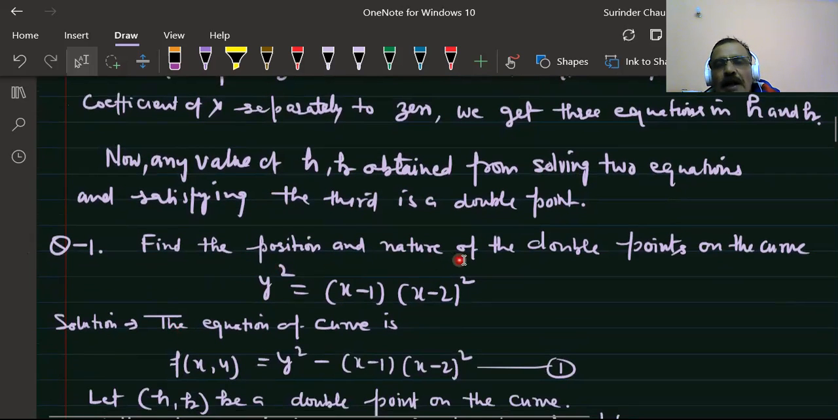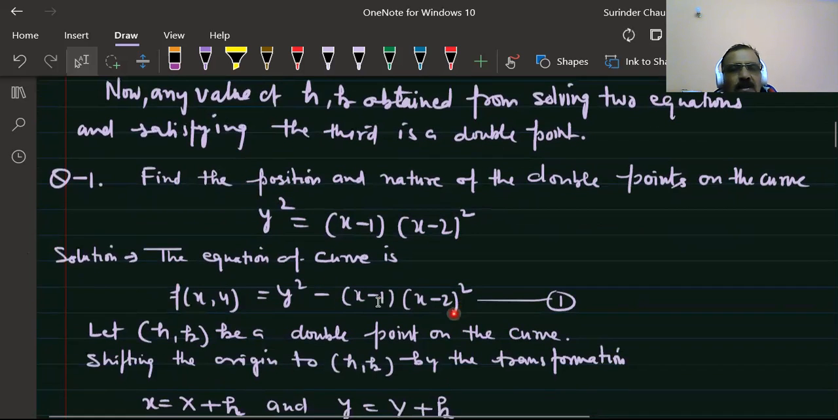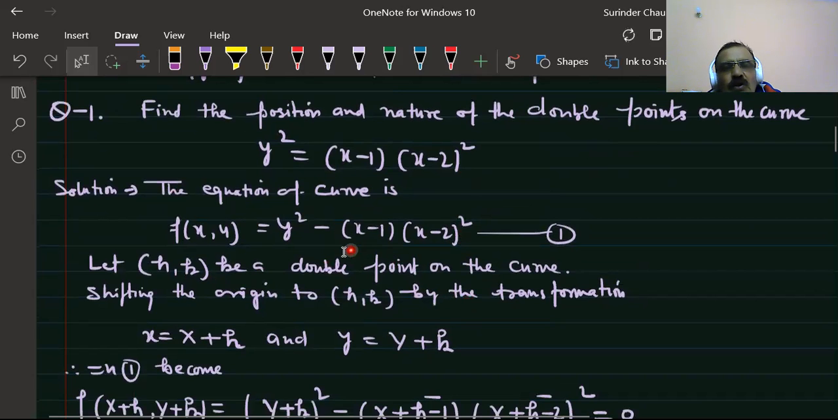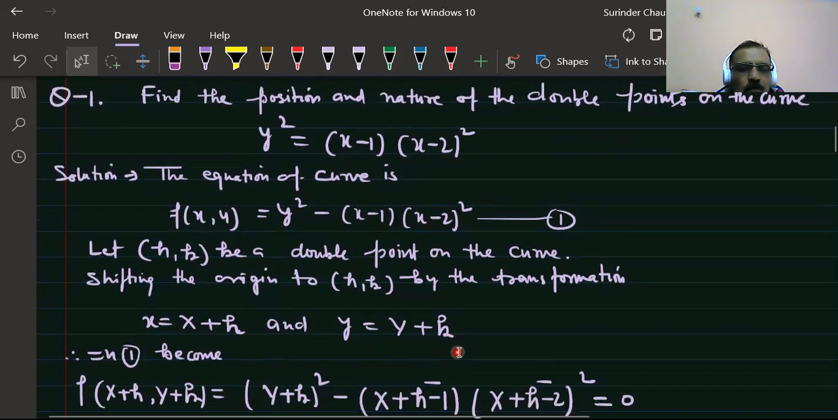Find the position and nature of the double point on the curve y² = (x − 1)(x − 2)². The equation of the curve is, let f(x, y) = y² − (x − 1)(x − 2)². Now let (h, k) be the double point of this curve. So shift the origin to (h, k) by the transformation x = X + h, y = Y + k.